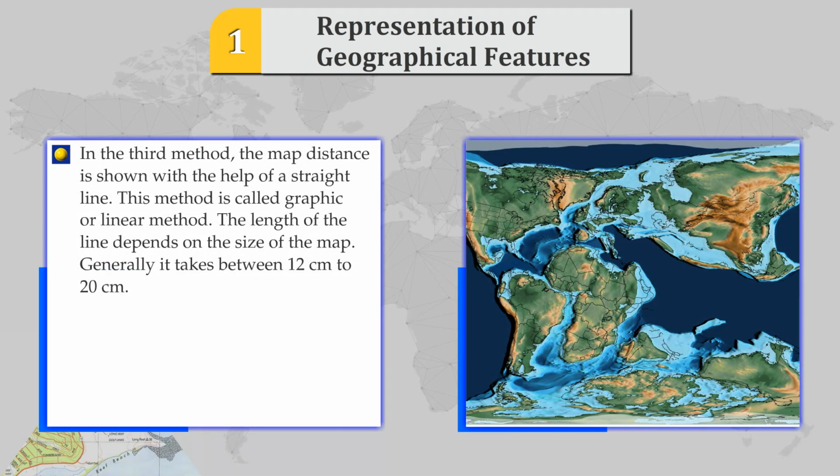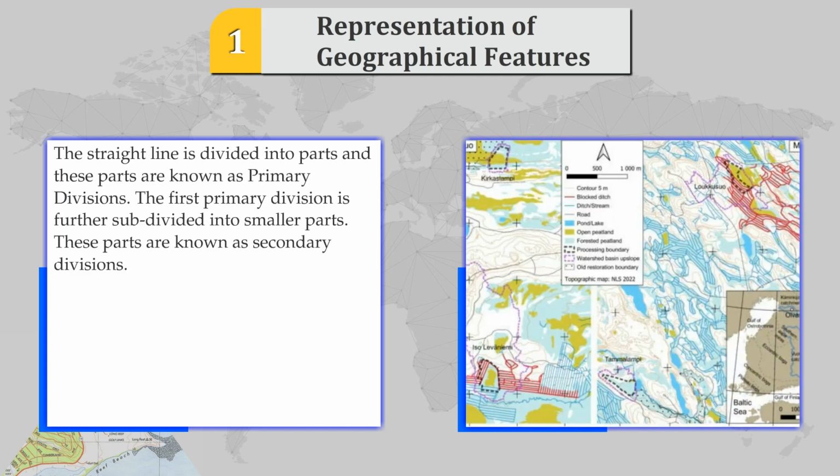In the third method, the map distance is shown with the help of a straight line. The method is called graphic or linear method. The length of the line depends on the size of the map. Generally, it takes between 12 cm to 20 cm. The straight line is divided into parts and these parts are known as primary divisions. The first primary division is further subdivided into smaller parts. These parts are known as secondary divisions.